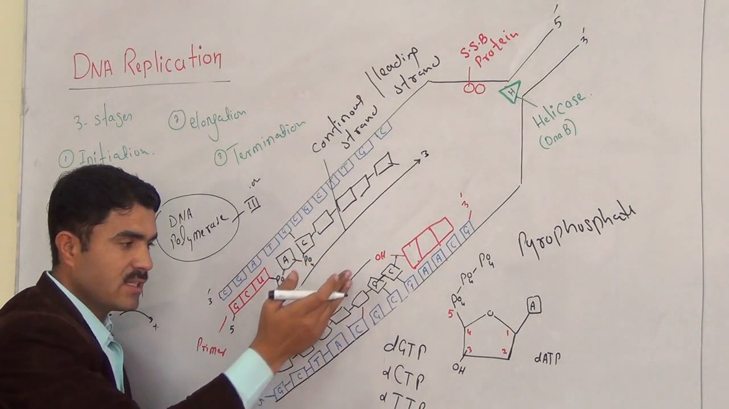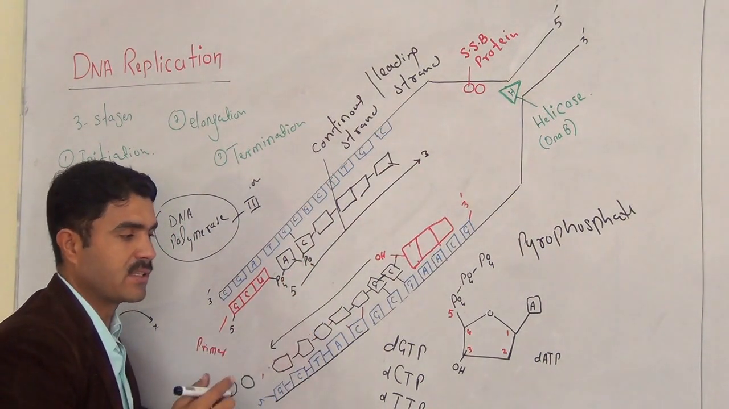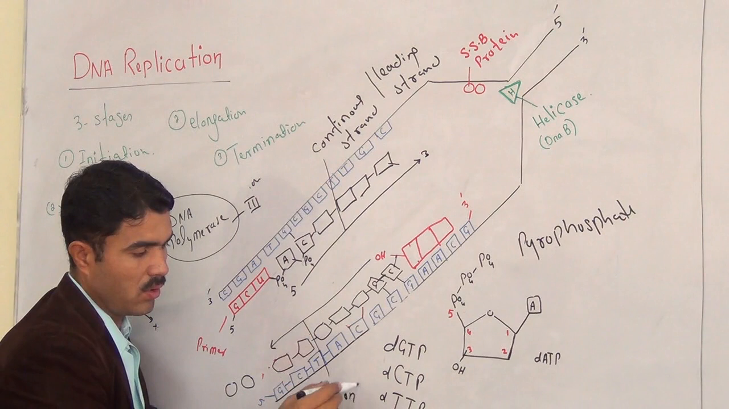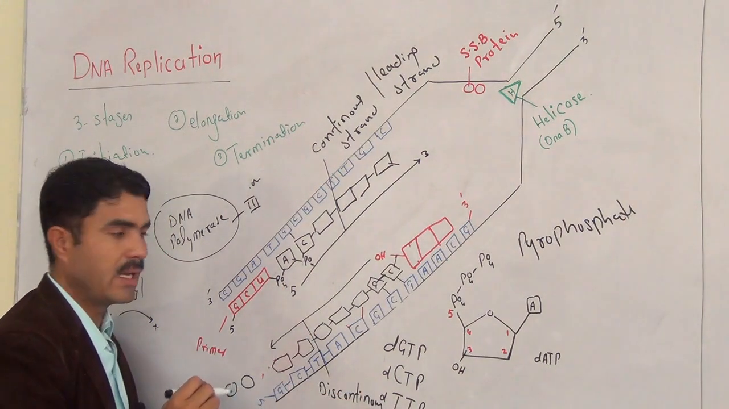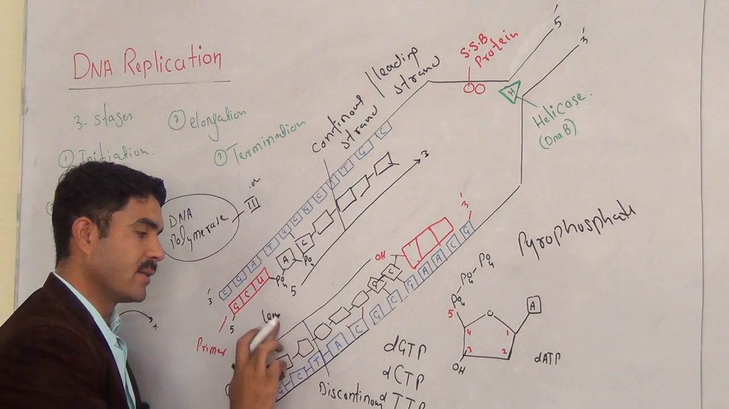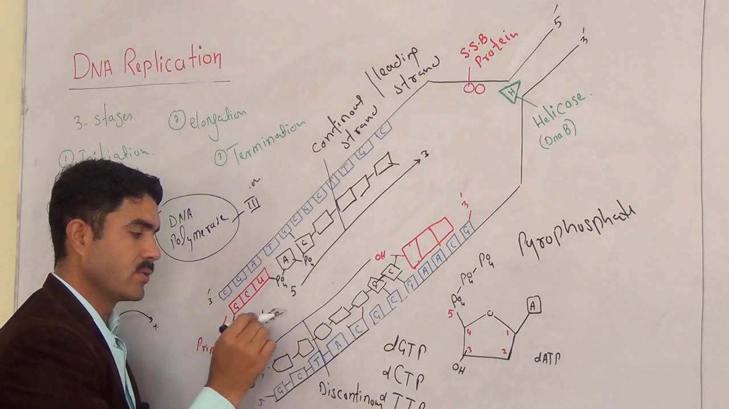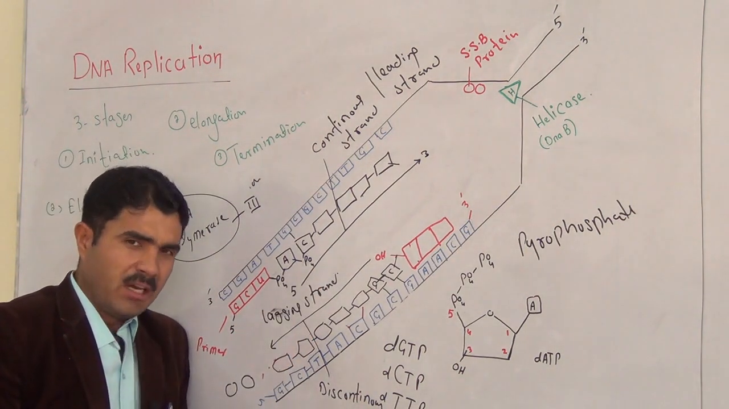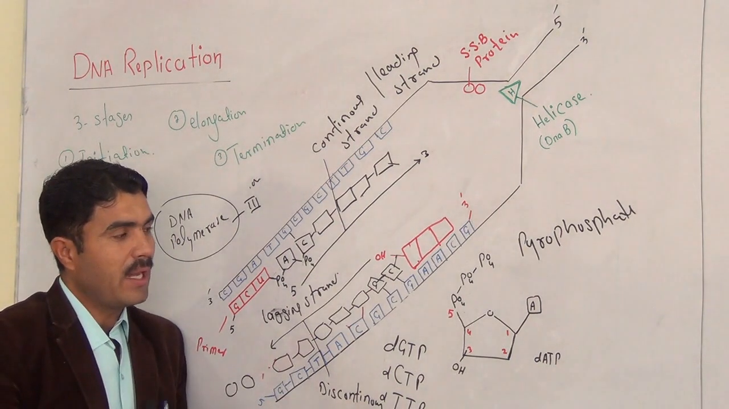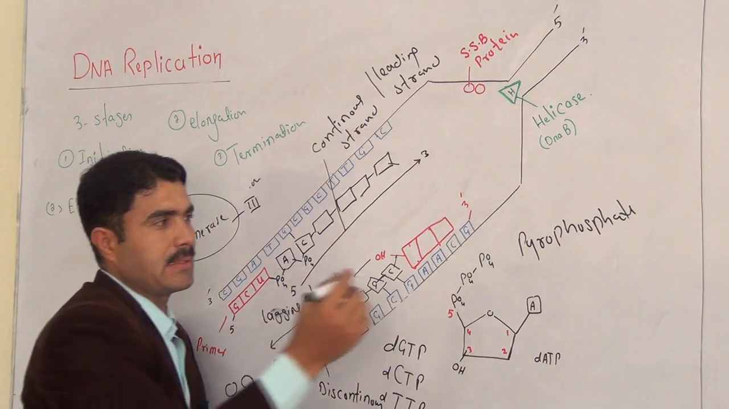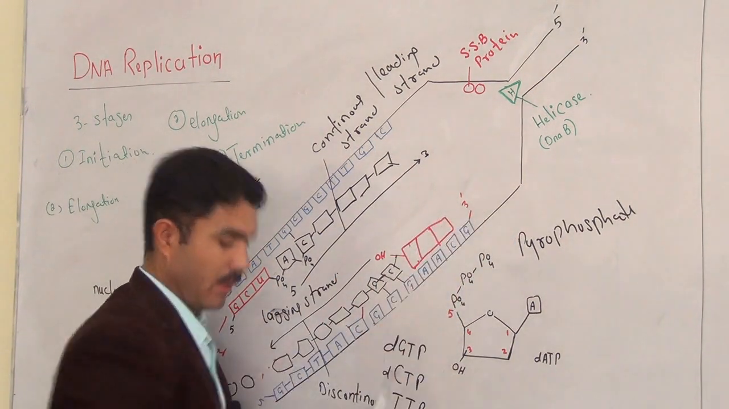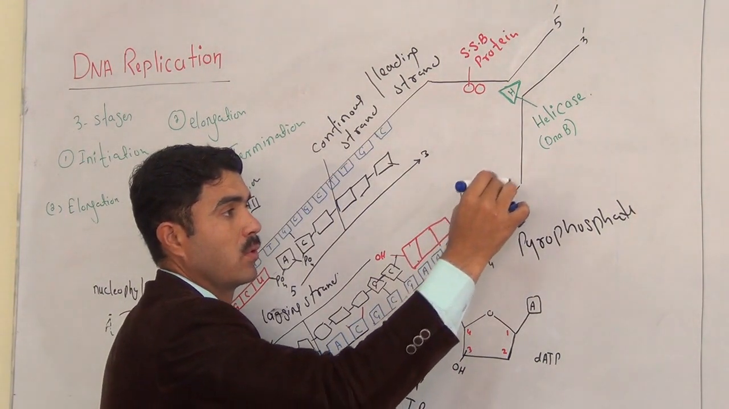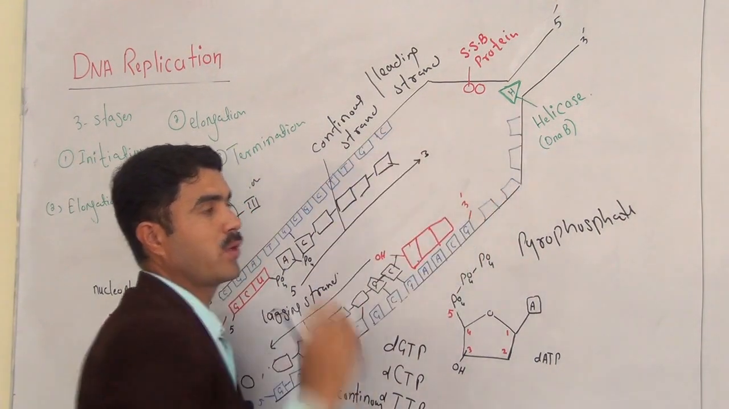So the new chain which is synthesizing in that direction is called the discontinuous strand. It is also called the lagging strand. Is this enough? No, this is not enough. Now what will happen is that we still have this portion available to us. We still have more nucleotides here.